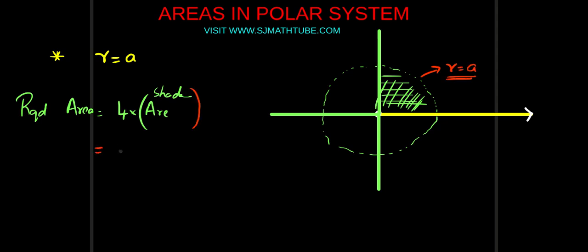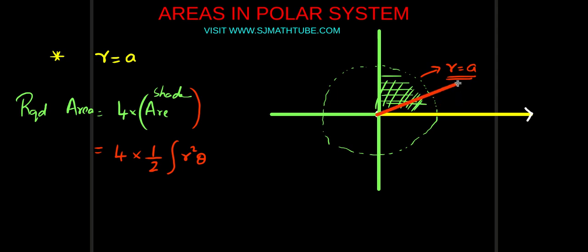Okay, and now I'm going to use the formula I taught you in the last class, half integral r square d theta. Now look at this, we have to measure this angle. So this is 0 degree. Can you see? This is 0 degree.